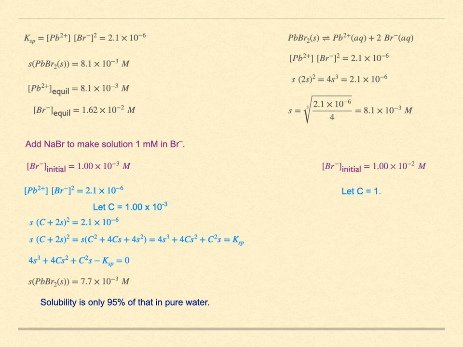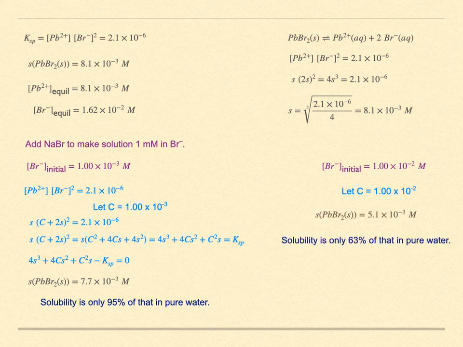What if the sodium bromide concentration is 0.01 molar? Solve the cubic again and find that S equals 5.1 millimolar, which is only 63% of the solubility in pure water. The common ion effect is just a manifestation of Le Chatelier's principle. The additional concentration of product molecules drives the solubility reaction in reverse. The solubility is lower.